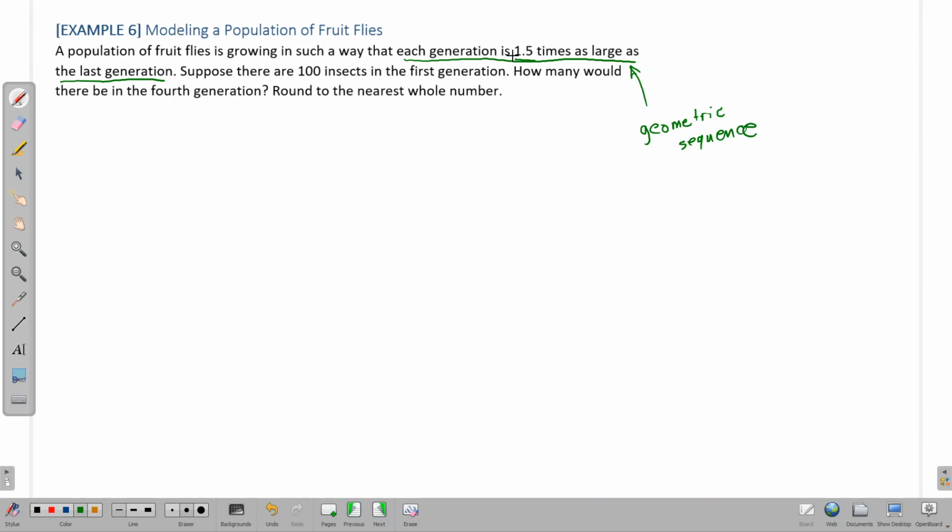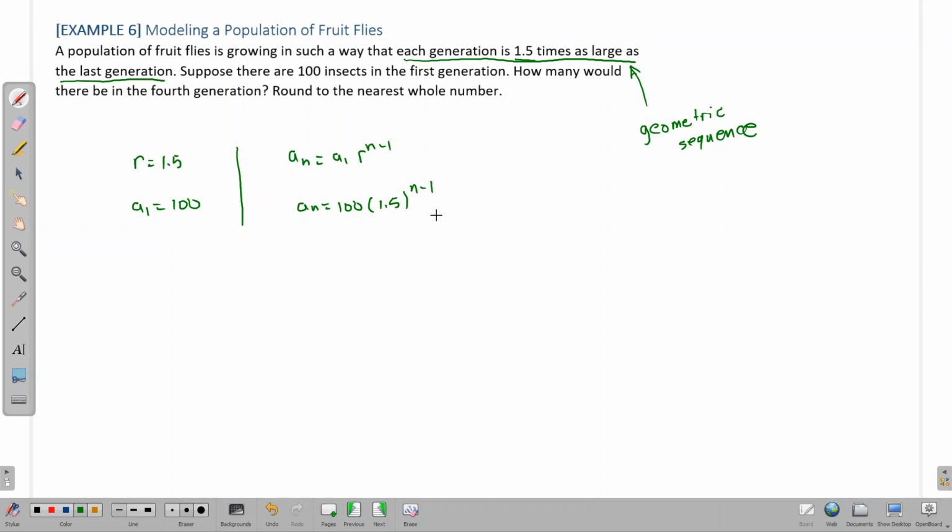It's the definition, to multiply the previous value by a fixed constant. So the 1.5 is representing the r value for us. Then the A1 value, the starting value, is 100. So that gives us everything we need to write our explicit formula. A sub n is A1 times r to the n minus 1. So you end up with A sub n equals 100 times 1.5 to the n minus 1.